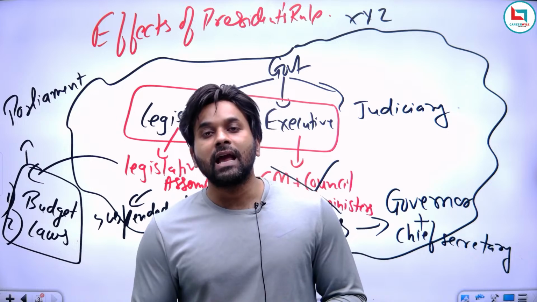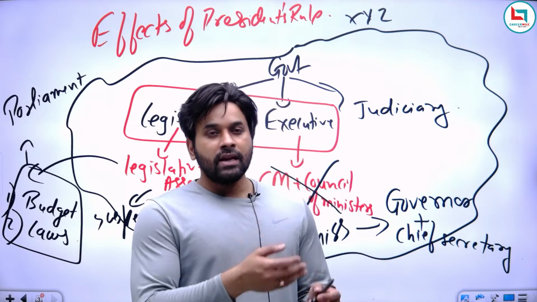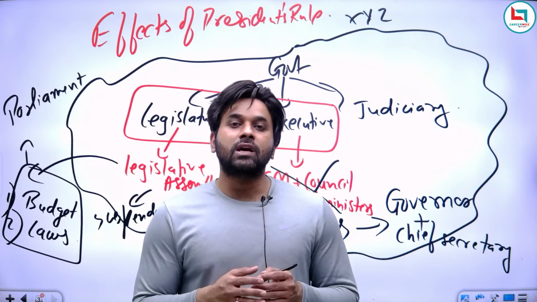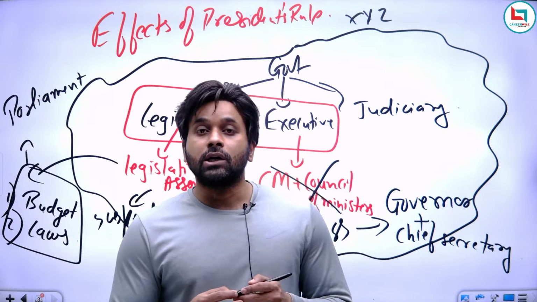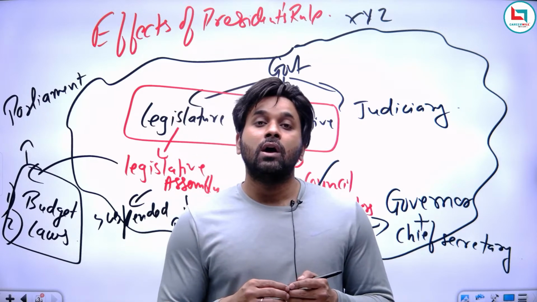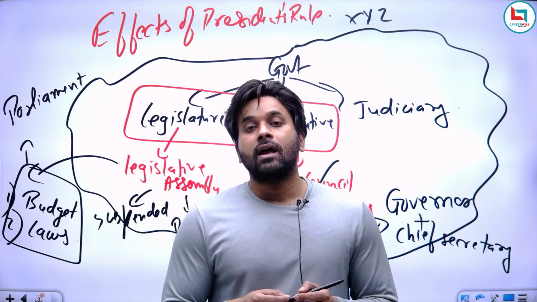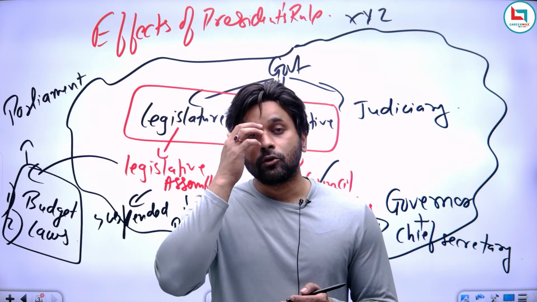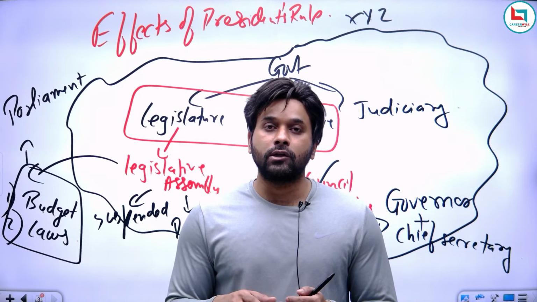Now what exactly happens with the legislature and executive? So in executives, what will happen? The chief minister along with council of ministers will be dismissed, and now the governor on behalf of the president is going to carry on the administration with the help of chief secretary of that state. So this will happen with executive. And now with the legislature, two things are going to happen with the legislature. Either it is going to be suspended or it is going to be dissolved.